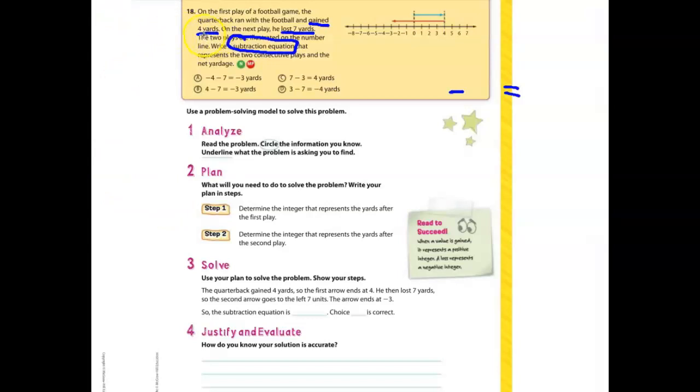First thing that happens is he gains 4 yards. What would that integer be? Okay, you're right. So that's actually going to be a positive 4. So I'm going to go ahead and write positive 4 here. It's supposed to be a subtraction problem.